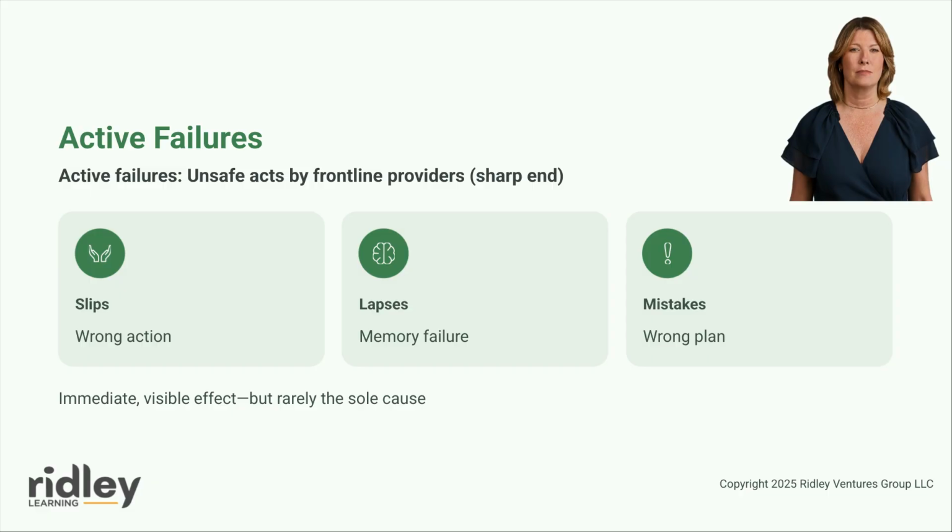These errors have an immediate and direct effect on the patient. For example, a nurse administering the wrong medication is an active failure. While these actions are the most visible cause of an accident, they are rarely the sole cause.